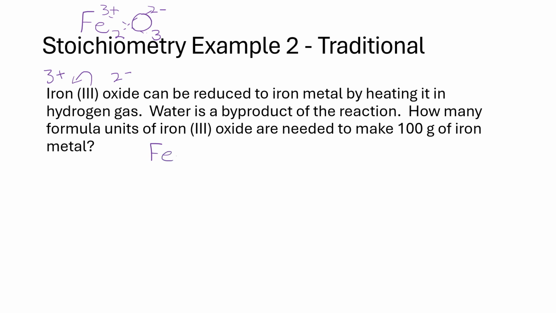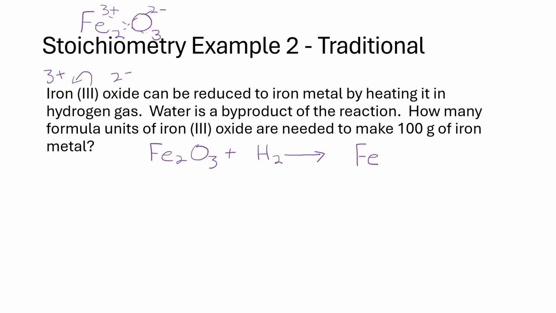So we have Fe2O3, and it says it can be reduced to iron metal. That means that our product is going to be just Fe. We're making iron, and this happens by heating it in hydrogen gas. So that means that Fe2O3 is reacting with hydrogen.